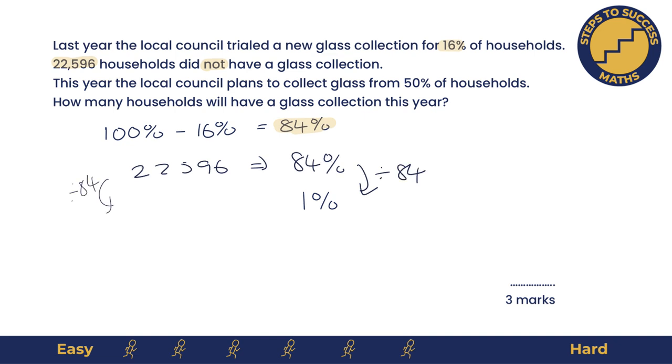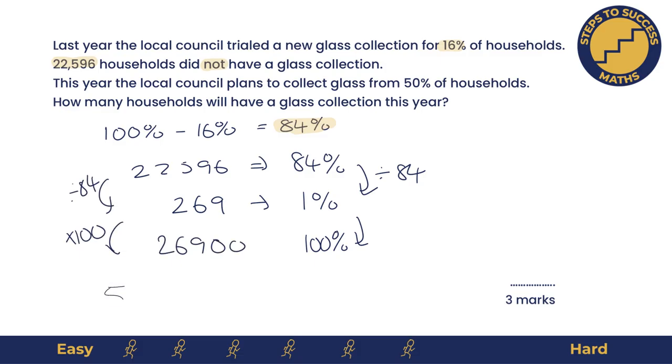So that's 269. And then we could go all the way back to 100%, so we know how many households in total. That's 26,900. You just need to times by 100. And 50% is just half of that. So that's 13,450.